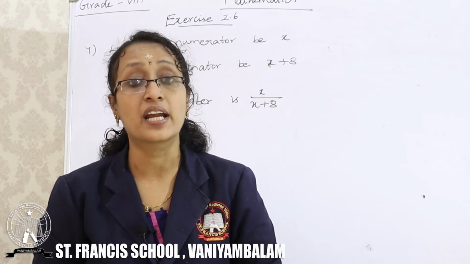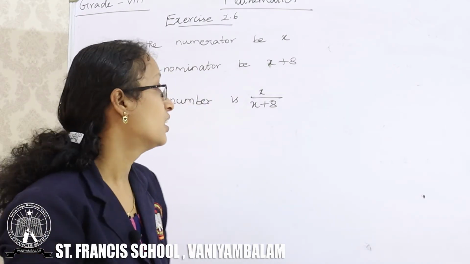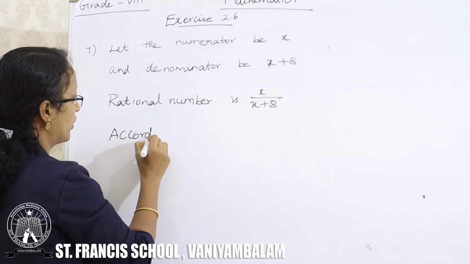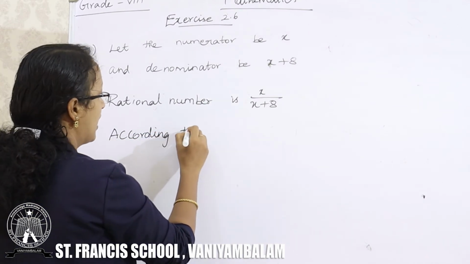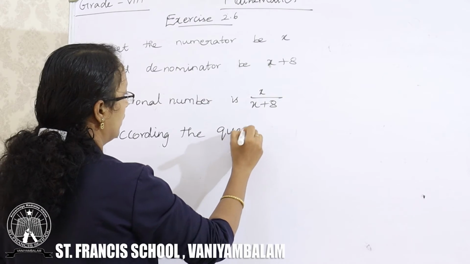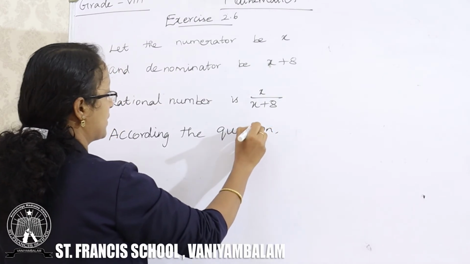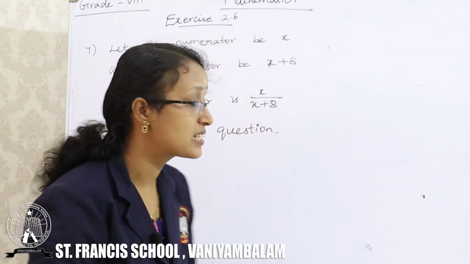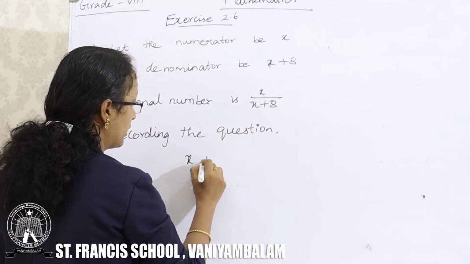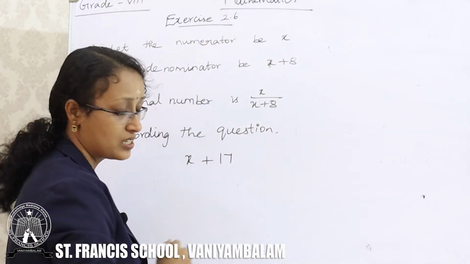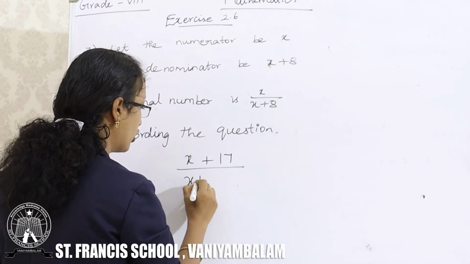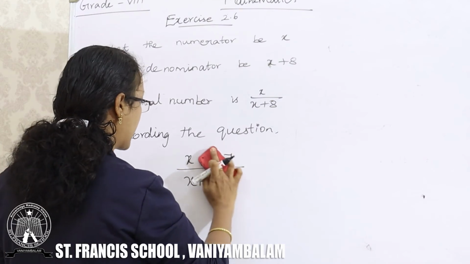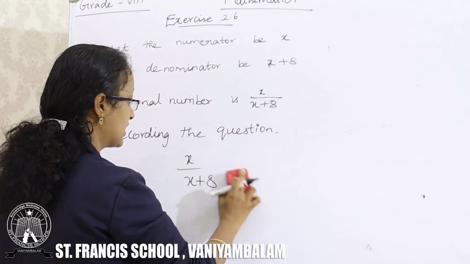Next, the numerator is increased by 17. So write the expression according to the question: read the sentence and write the equation. If the numerator is increased by 17, I am going to increase the numerator by 17. Our numerator and denominator are x by x plus 8. So first you can write the fraction as it is.